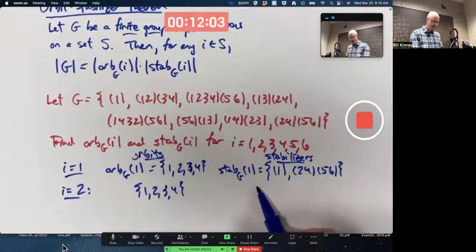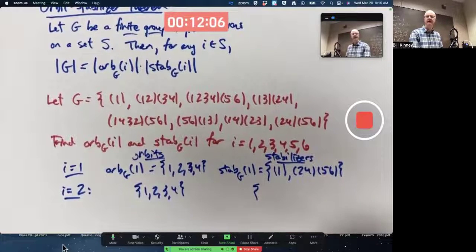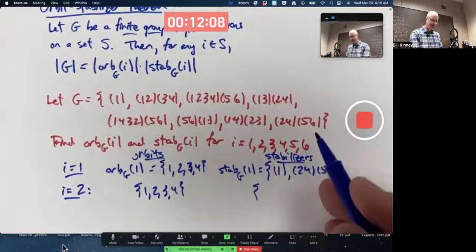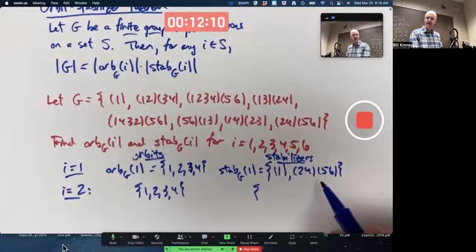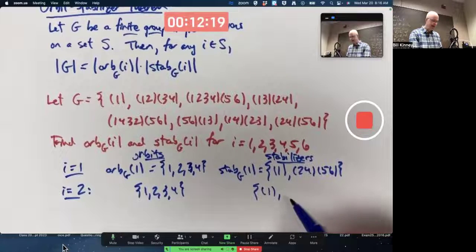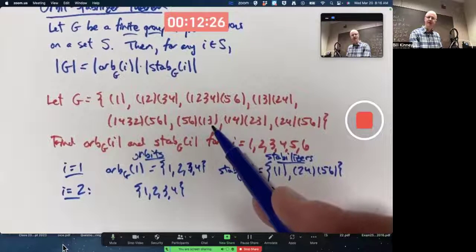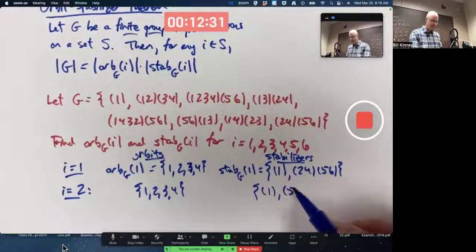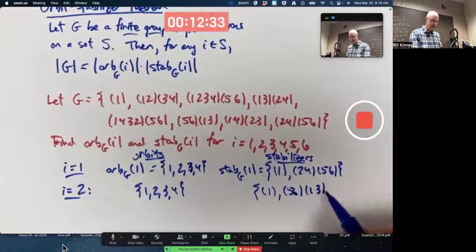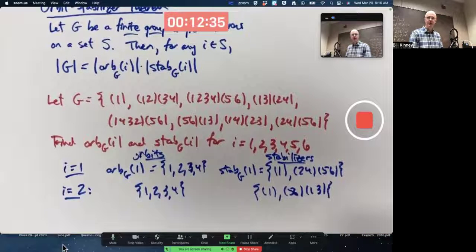But the stabilizer of 2 is different than the stabilizer of 1, because this element here in the stabilizer of 1 doesn't map 2 to itself. But if we're going to verify the Orbit-Stabilizer Theorem here, we're going to have 2 elements, certainly one of which is the identity. What's the other element that maps 2 to itself in this set? Scan through the set. It looks like it's this one here: 5, 6, 1, 3. And once again, that is a permutation that has order 2, and the subgroup has order 2.